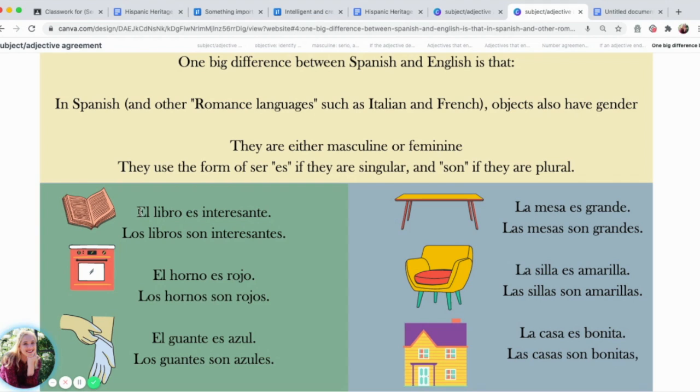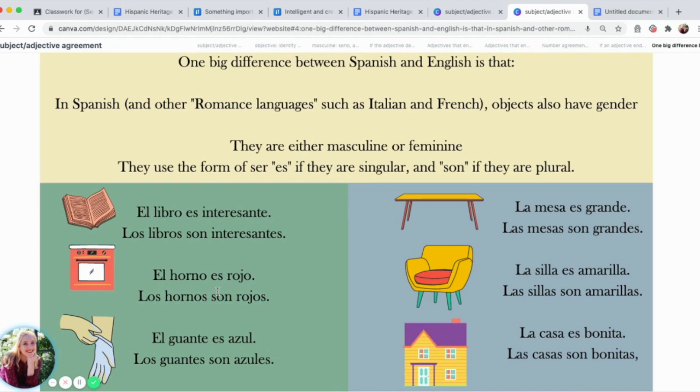So this first one is going to be singular. El libro es interesante. We're describing one book. The second option is plural. Los libros son interesantes. The books are interesting. Now we're describing more than one book. The oven is red. El horno es rojo. That's singular. One object that we're describing. Or plural. Los hornos son rojos.